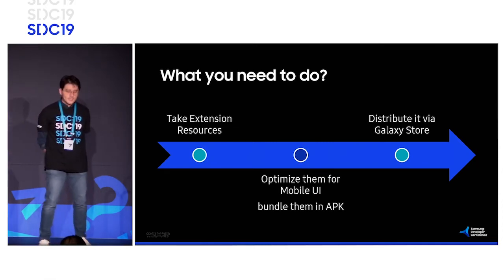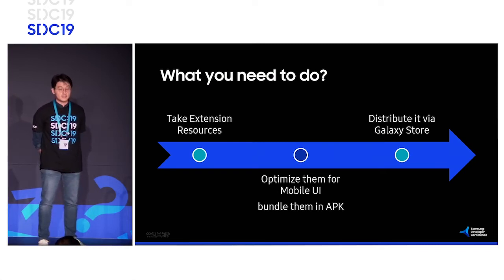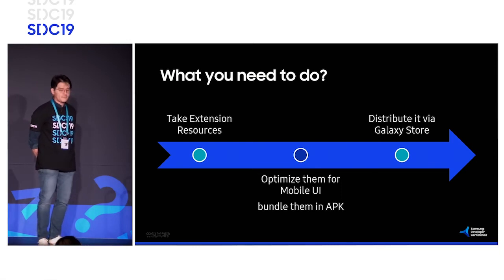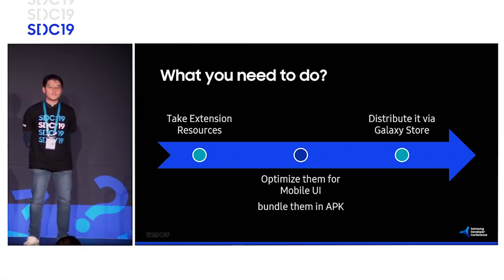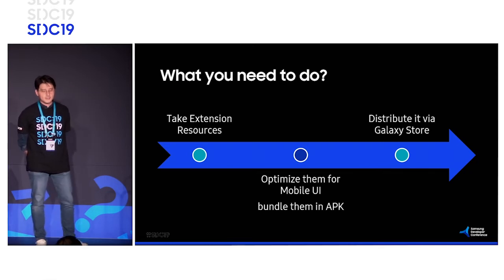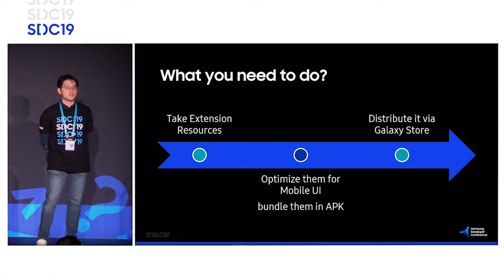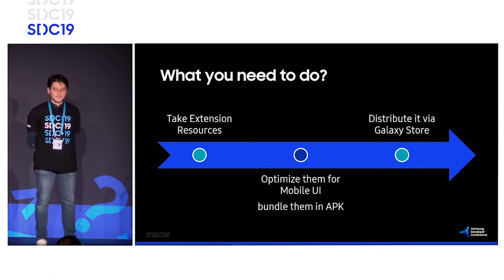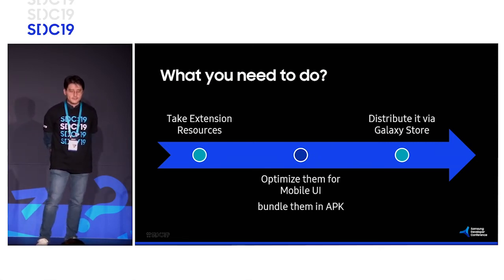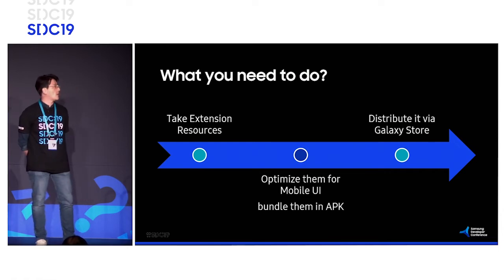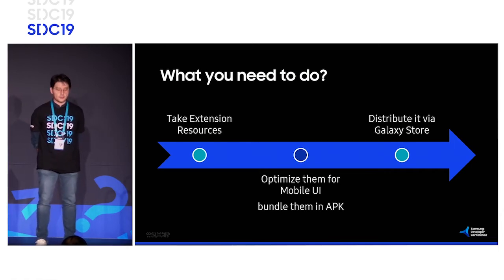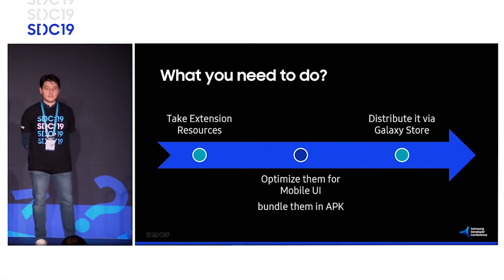Sorry. Here's what you have to do to make extensions for Samsung Internet. It's very simple. Take the extension files if you already have one for desktop browsers and customize them for the mobile environment by following the guidelines which we will provide. And then create a package in the format of hours. Also, we will provide a tool for this. Then distribute it through the Galaxy Store. That's it. It's very simple.